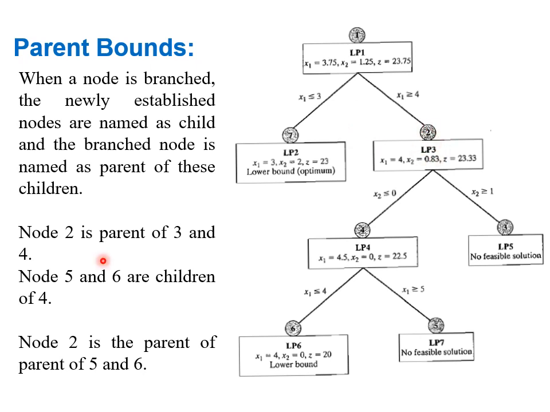Similarly, node 2 is the parent of node 3 and 4. And from another perspective, node 5 and 6 are children of node 4. So if you look, for example, node 2 is the parent of node 4, and node 4 is the parent of node 5 and 6. In this perspective, node 2 is the parent of node 5 and 6 as well. And so we do not just look at the direct relationship between parents and children, but the parent of a parent is also named as a parent node.